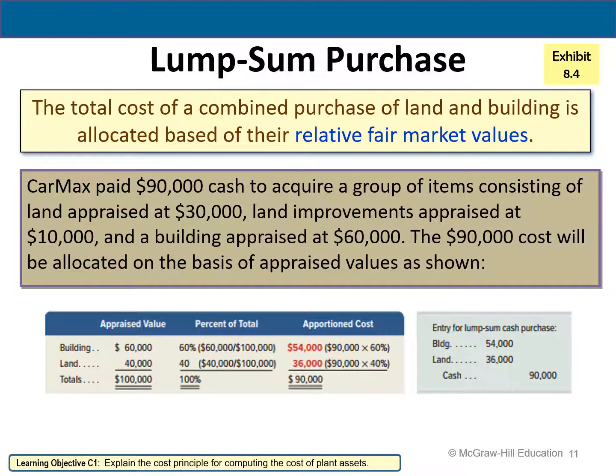So we have a total appraised value of all the assets of 100,000. So if you take the percentage each asset is of the total appraised value, you get 60 and 40%. And if you multiply that 60% times the 90 lump sum purchase price, we should allocate 54,000 to building and 36 to land. Okay. So our entry for our lump sum purchase would be debit to building for 54, debit to land for 36, and credit to cash for 90.